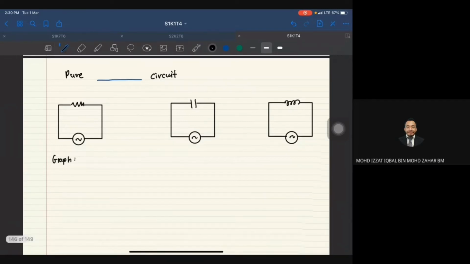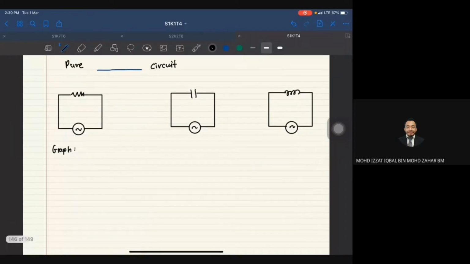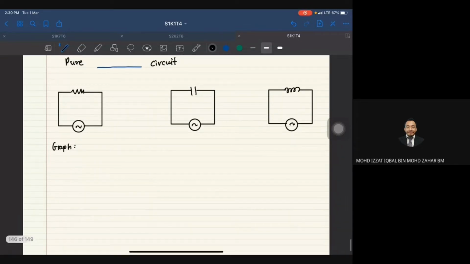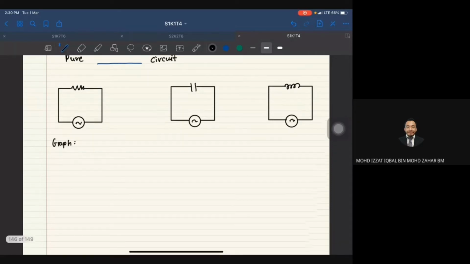Okay, we start with the resistor first. Okay, resistor ni sebenarnya saya dah tunjuk semalam. Cuma saya tak cakap yang lain tu sebenarnya yang lain. Tapi semalam tu saya dah tunjuk. So if you guys still remember, yesterday I draw you a graph. Okay.